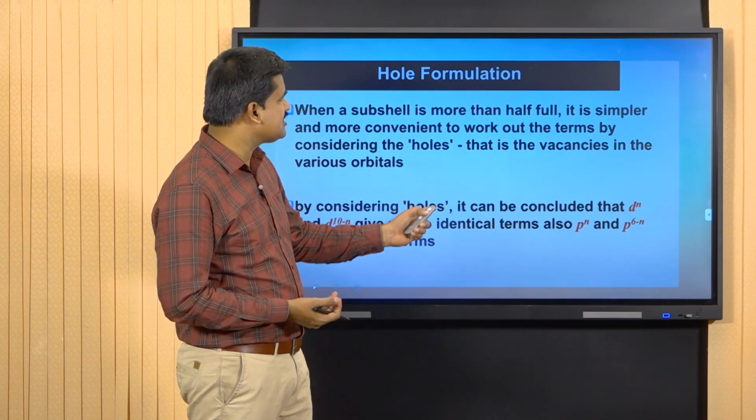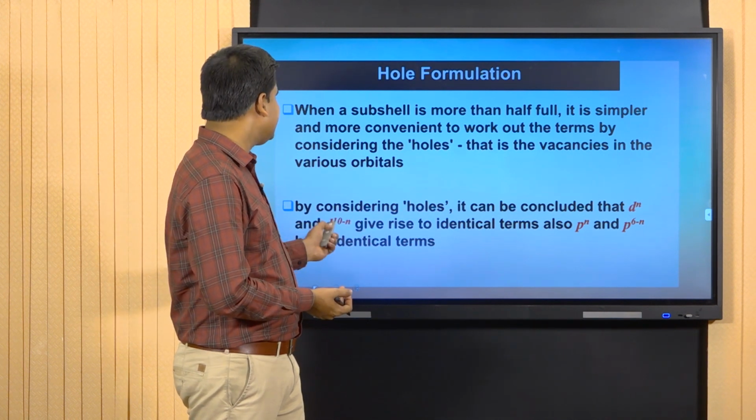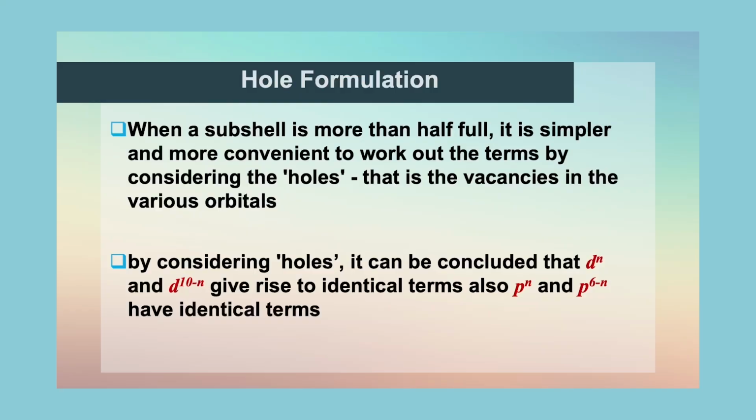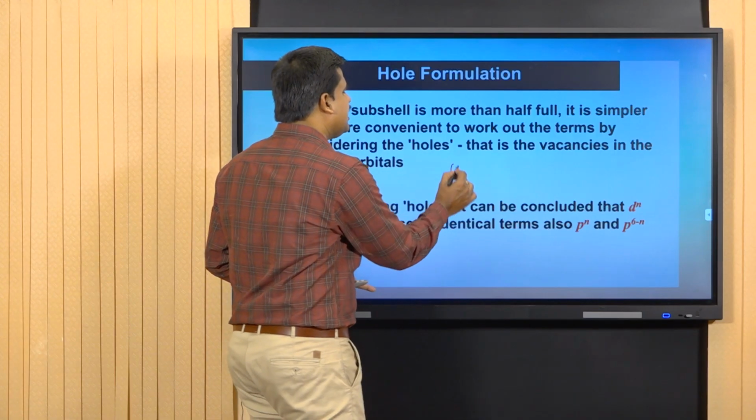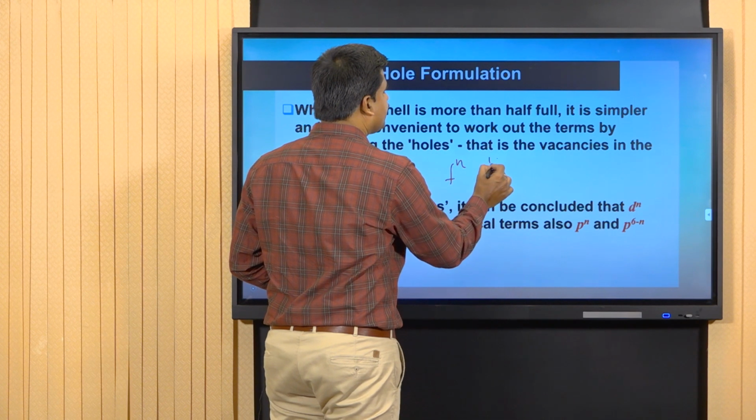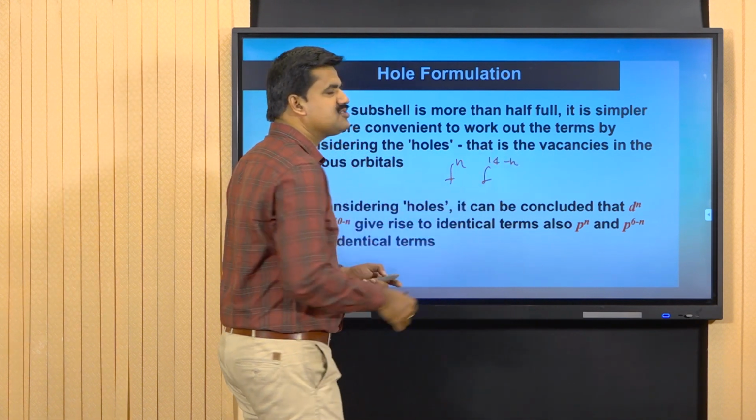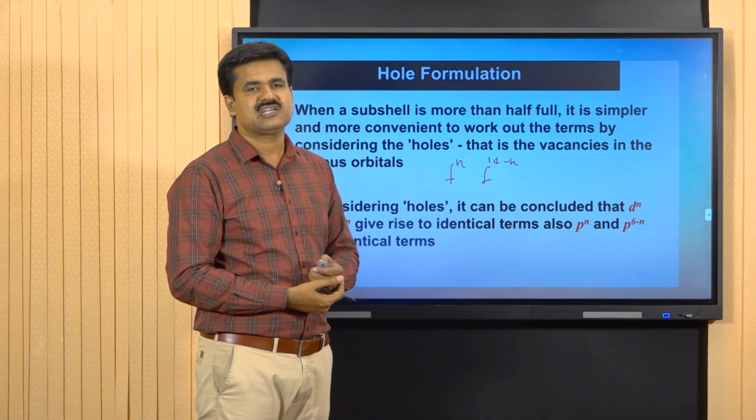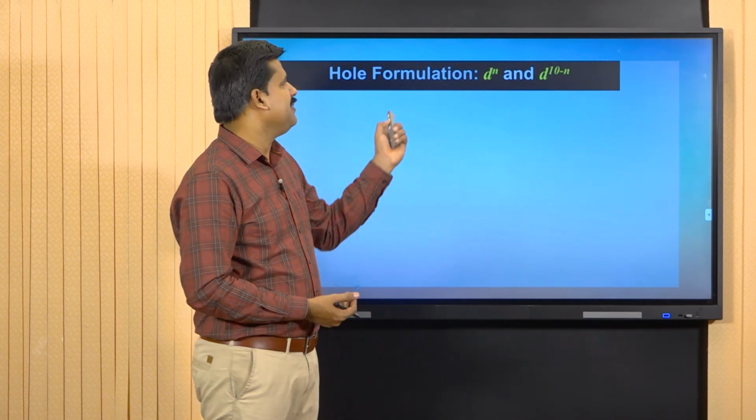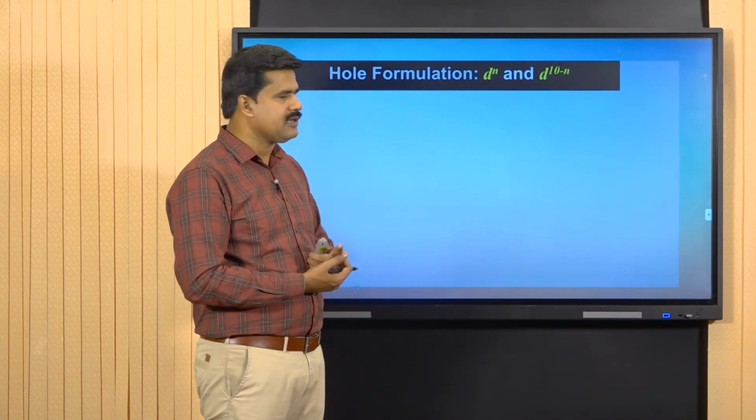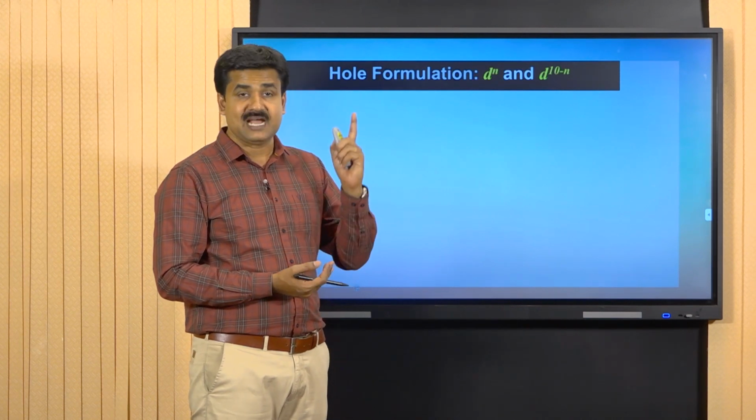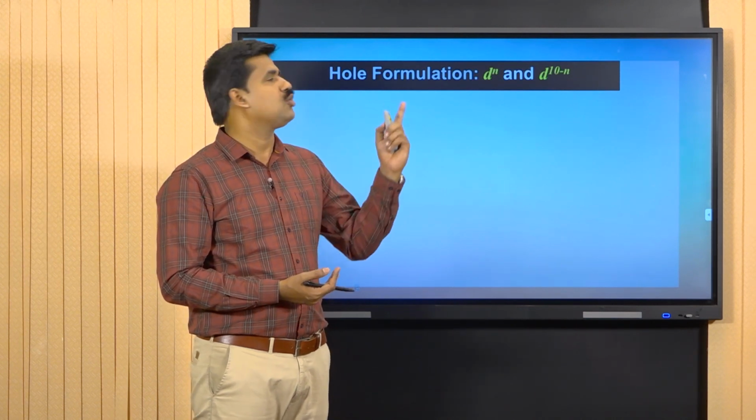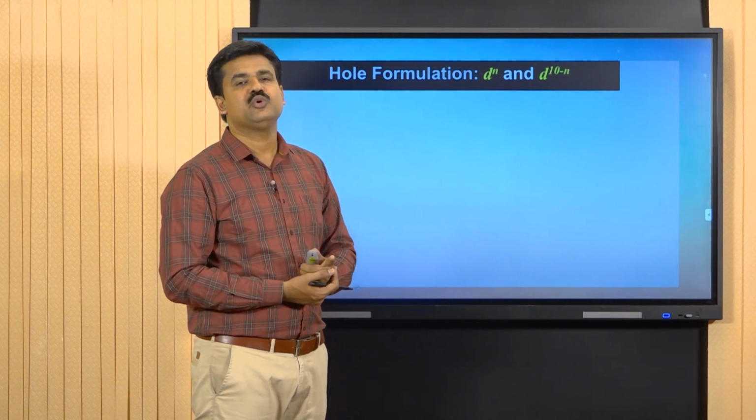By considering holes, it can be concluded that dn and d10 minus n give rise to identical terms. Moreover, pn and p6 minus n have a similar configuration. We can also write fn is equal to f14 minus n. These arrangements have a similar ground term symbol. Based on this, we can find out the hole formalism.